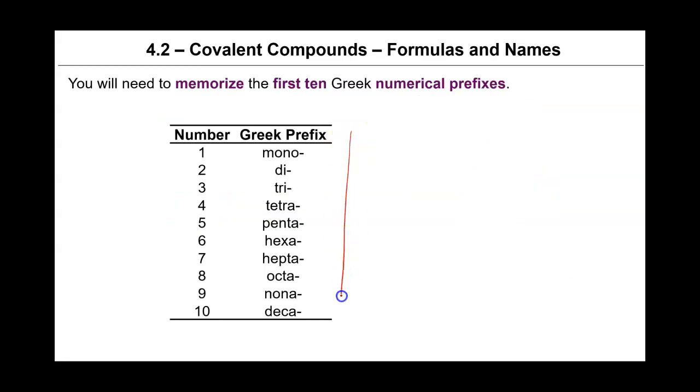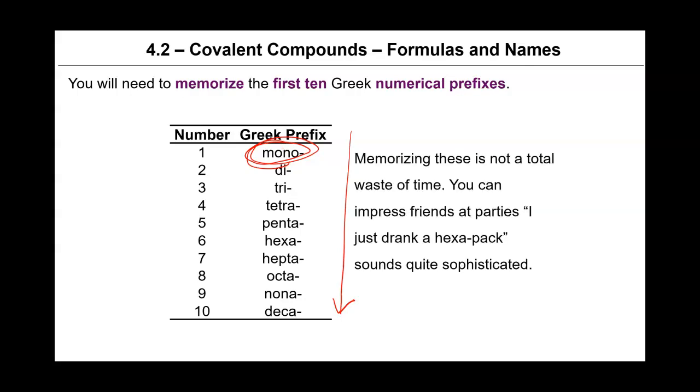The first thing we're going to have to do is memorize the Greek numerical prefixes between 1 and 10, and we don't use 1 very often, and we'll make a note of that as we move through. I always say that memorizing these is not a total waste of time. You can impress friends at parties. I just drank a hexapack. Sounds quite sophisticated.